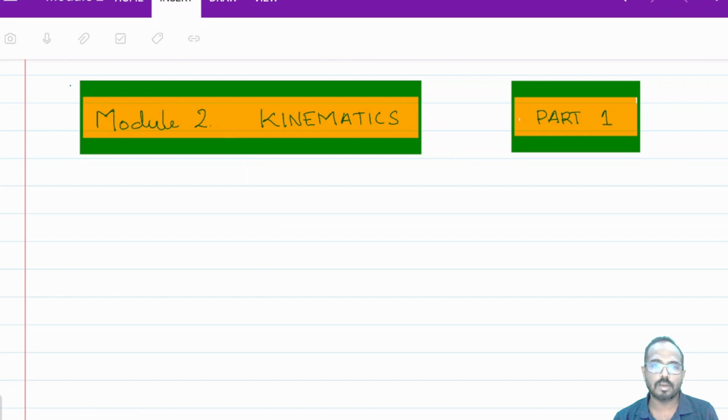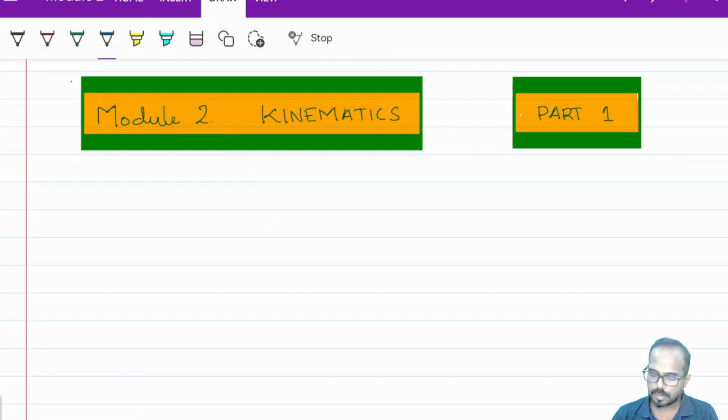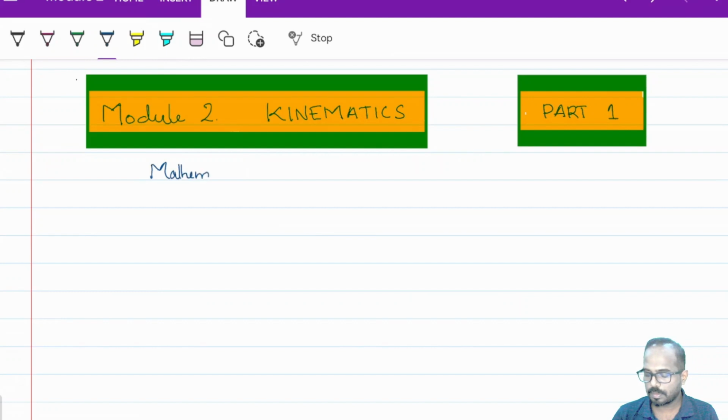In module 2, we are going to discuss kinematics. Kinematics means what? Kine means motion, matics represents mathematics. So what is kinematics? Kinematics is the mathematics of motion. In this module, we will learn about kinematic variables. So what are the kinematic variables?